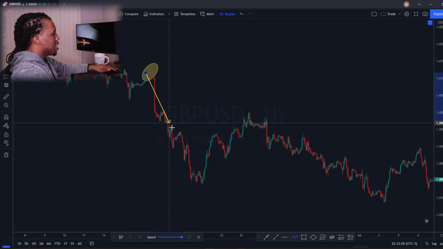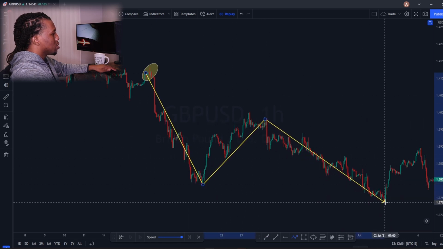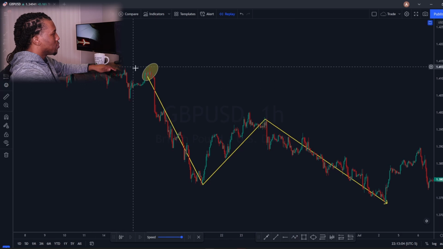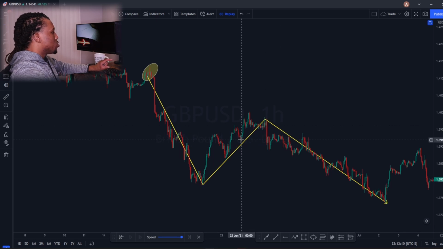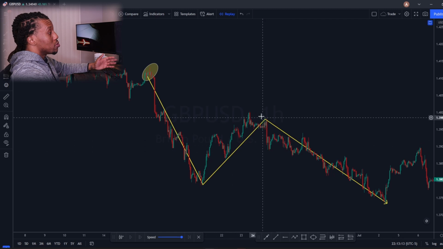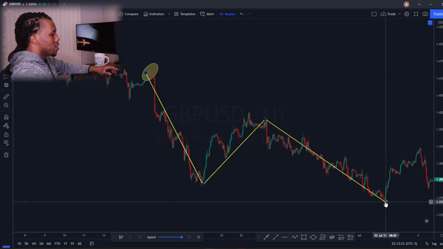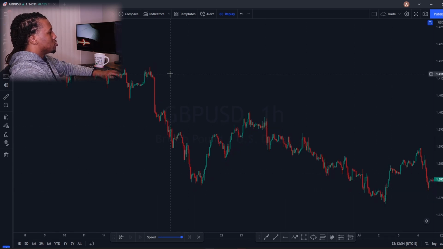So we have our impulse, correction, continuation. This whole leg right here is the impulsive leg down, the corrective leg. And one thing to note, correction is also known as a pullback, right? It's also known as a pullback, okay? So we have that corrective leg and then the continuation, all right? Okay, beautiful, all right? So that is our downtrend.